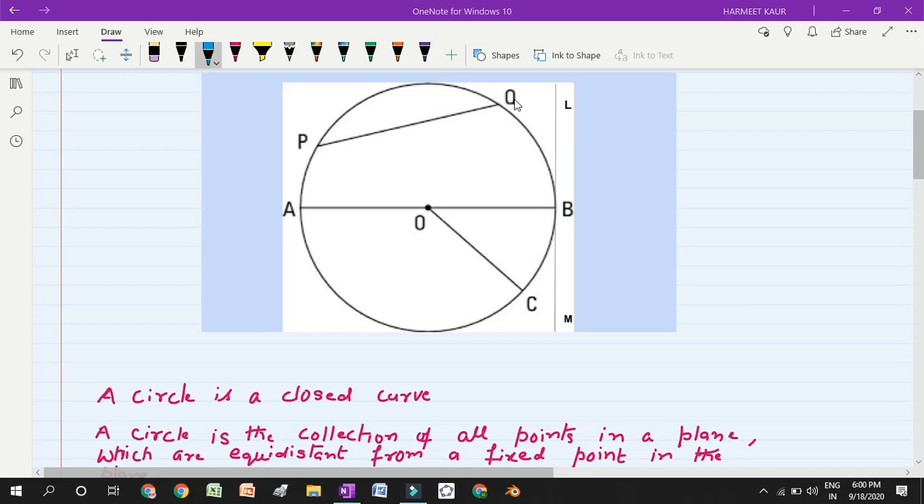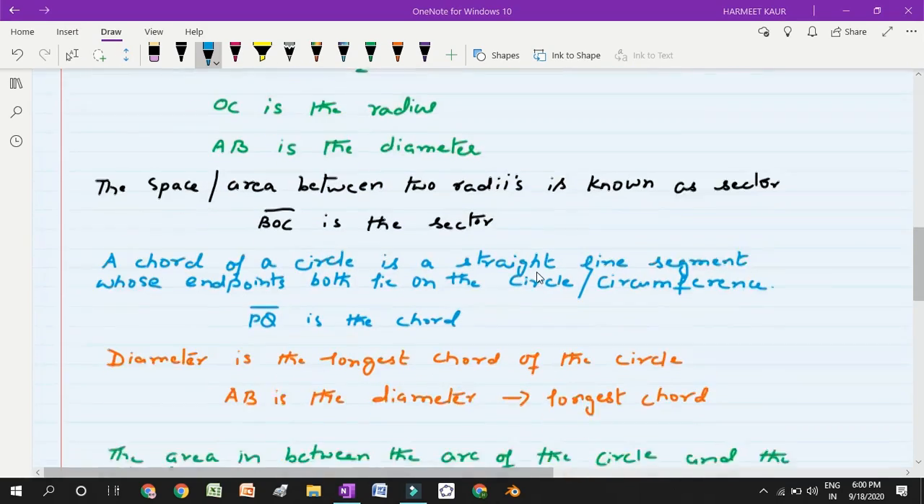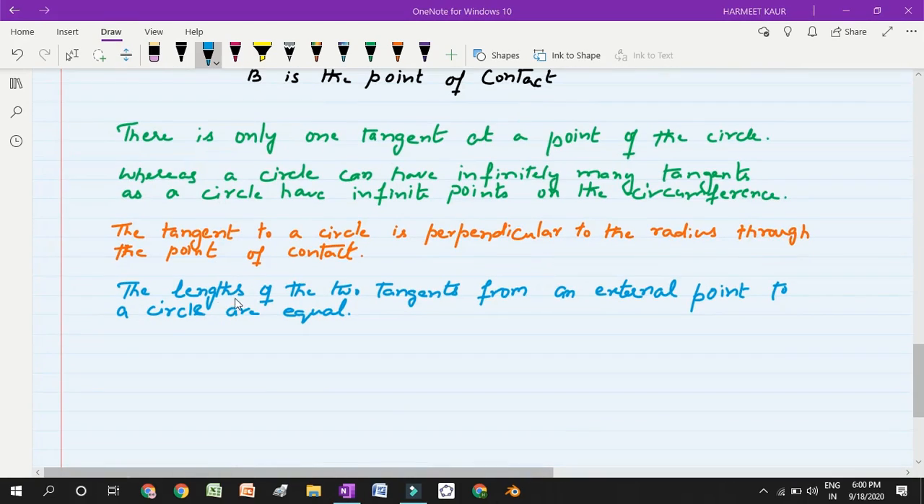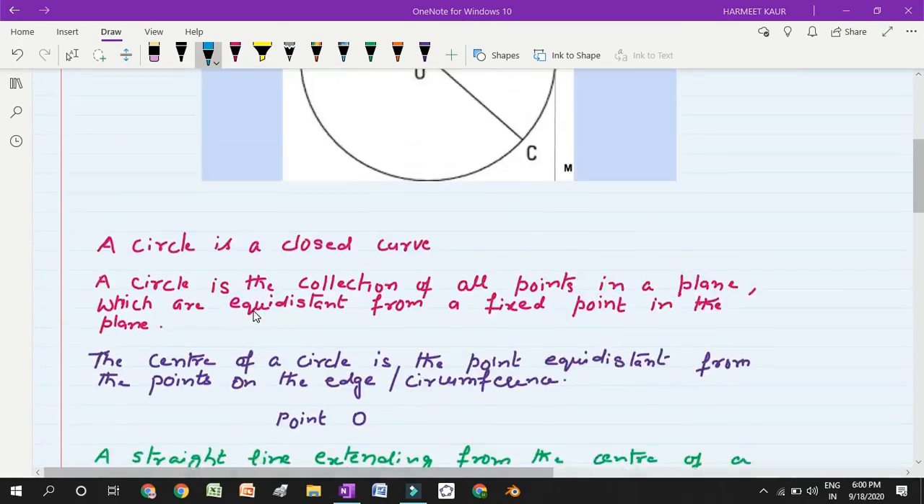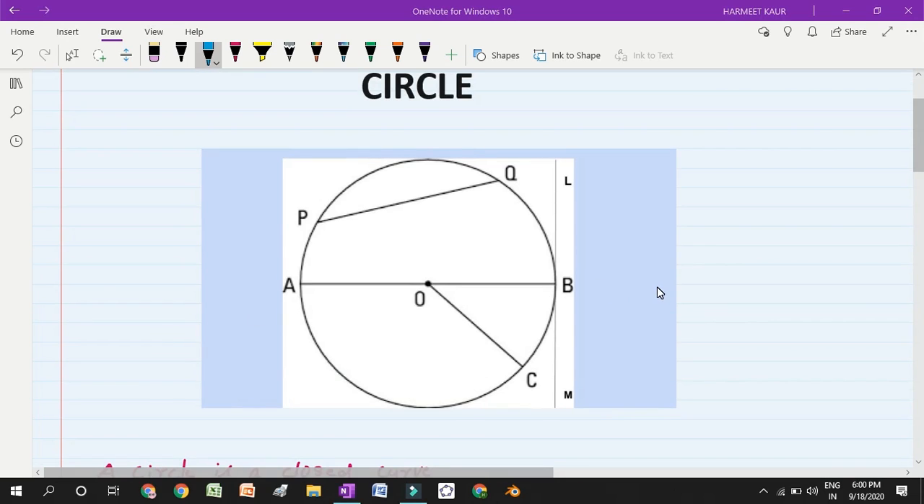At whatever point we draw a tangent, every time we join that point with the radius, it makes a 90-degree angle. So the radius and the tangent are perpendicular to each other. Now the next important property of a tangent is that the lengths of the two tangents from an external point to the circle are equal. So if we have any point outside the circle and we want to draw tangents from that point, the lengths of those two tangents are also equal.